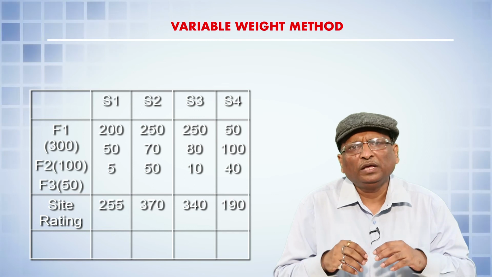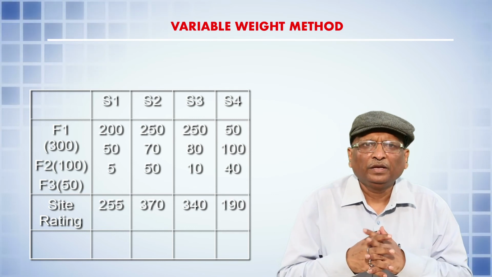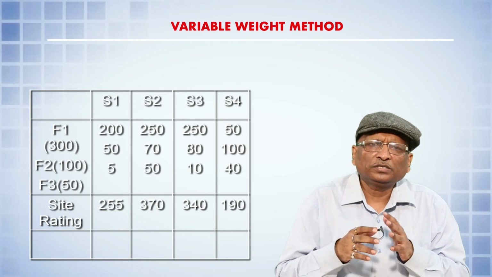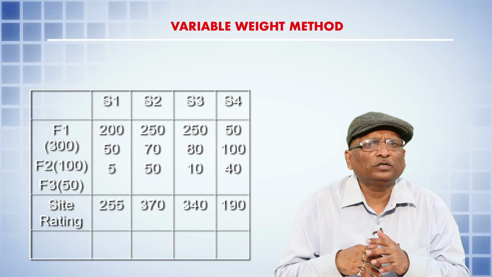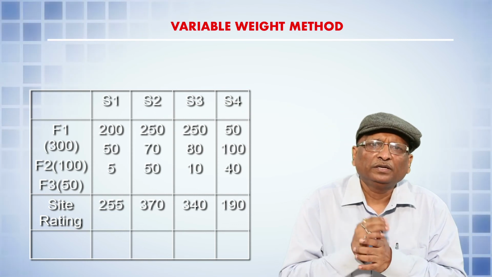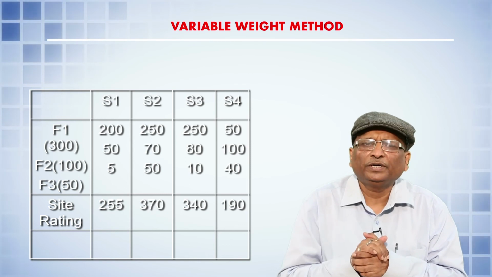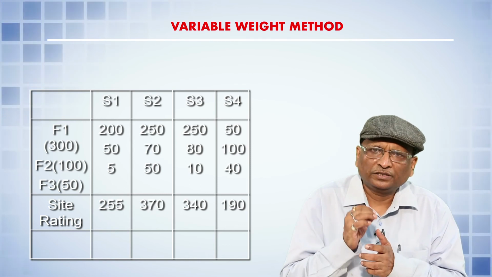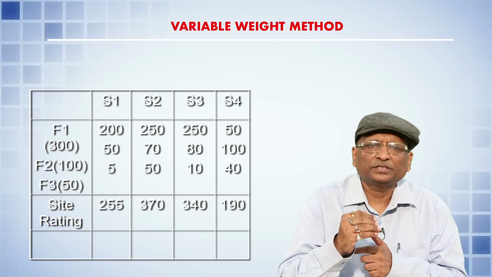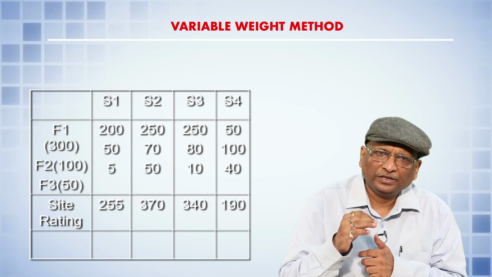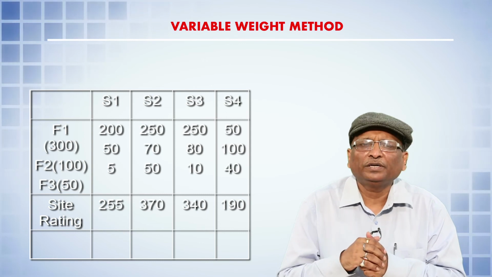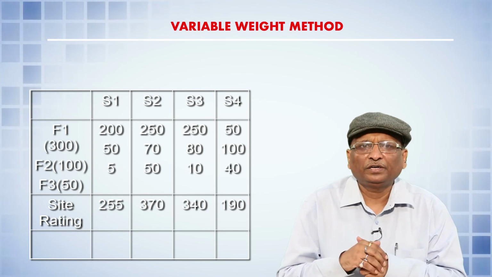Now, we will come to the variable weight method. Now, for each factor, because all factors are not equally important, what we have done, factor 1 is more important. So, we have assigned the weight 300. Factor 2 is less important, we have assigned weight 100. Factor 3 is least important, we have given the weight 50.